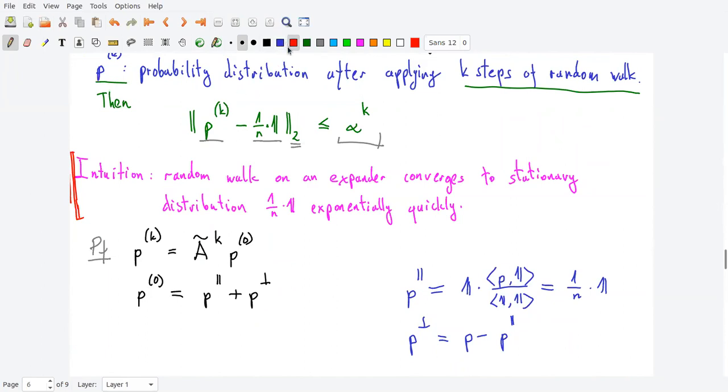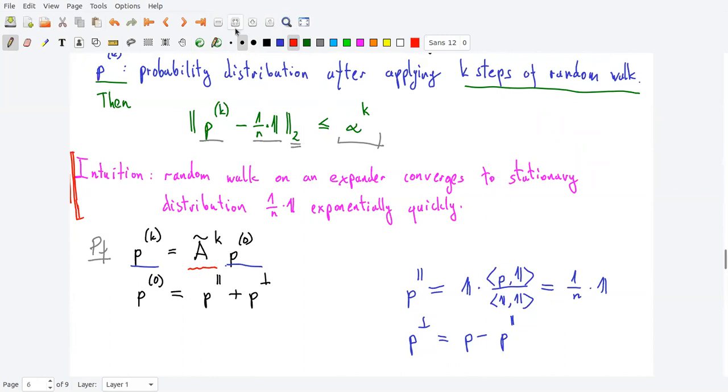Good. So let's go to the proof. The proof will be again simple and will be based on the same principle. You've got the initial probability vector p0. You've got this probability vector pk after k steps, and we already observed that pk can be expressed as p0 with the matrix of the random walk applied k times.